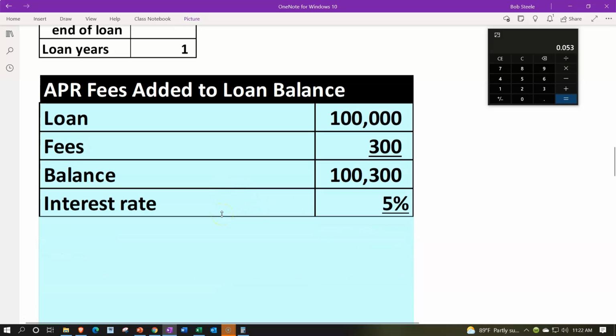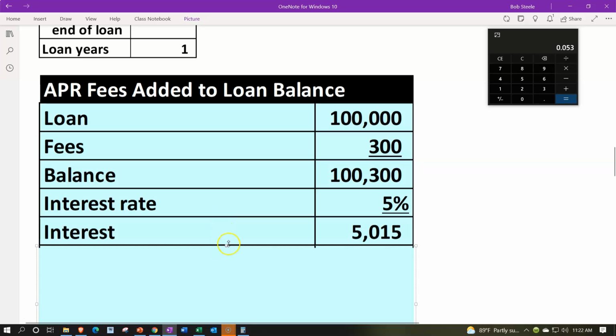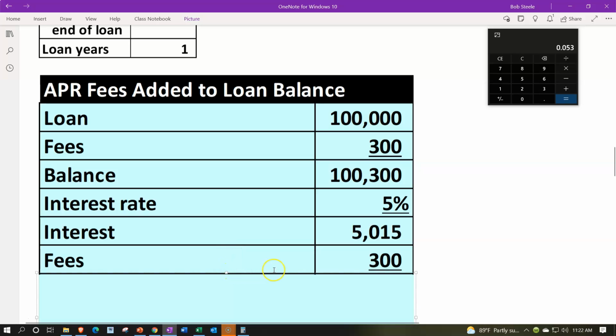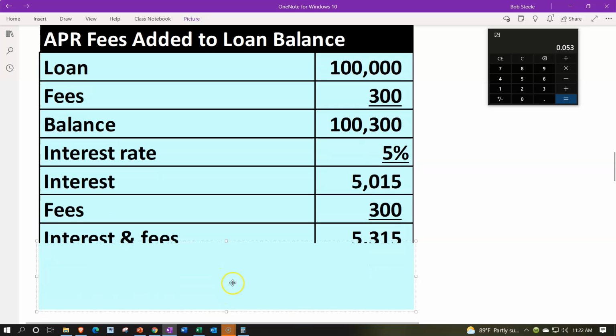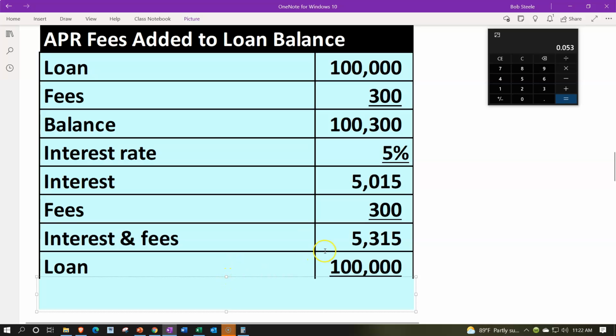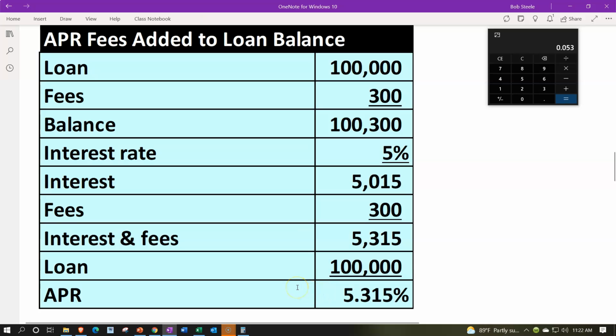So then we have the interest rate at that 5%. That would give us now, instead of 5,000 on the interest, we had to tack on that added 300, about 5,015 for the interest. Plus you have the fees that they added that you're paying off as you pay through the loan. So that's going to give you then the interest and fees, which is now, instead of 5,300, as we saw in the last scenario, 5,315. And that compared to the 100,000, 5,315 divided by 100,000, then giving us that 5.315 that we saw in the calculator, online calculator.